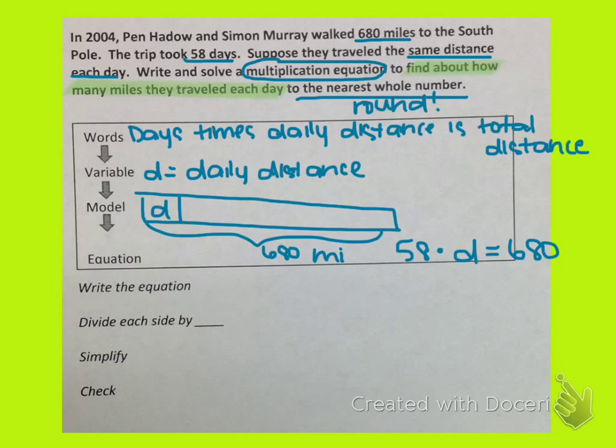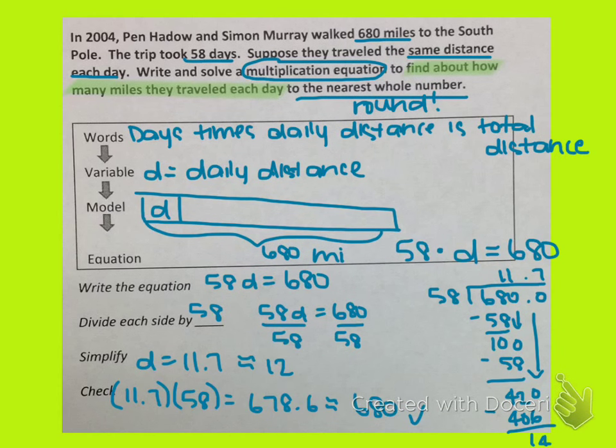Now what I want you to do is write the equation, figure out what you need to divide each side by, and solve. Remember that you need to round to the nearest whole number. So go ahead and press pause to solve and then press play to check.